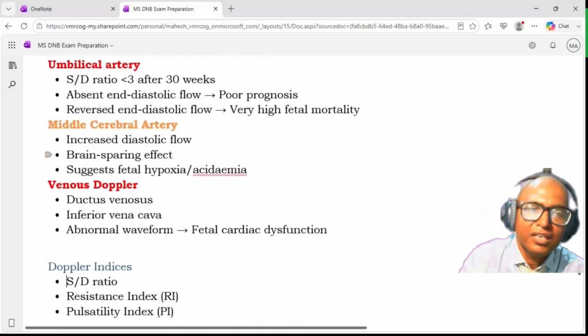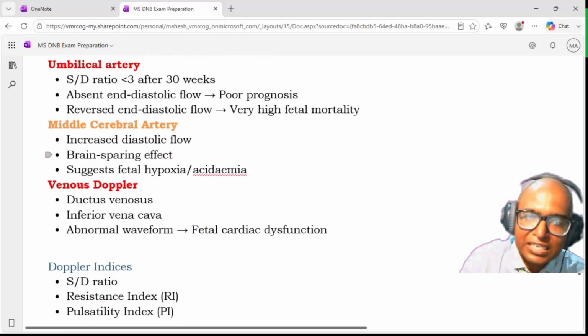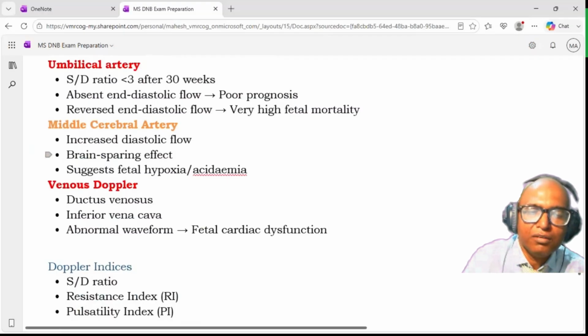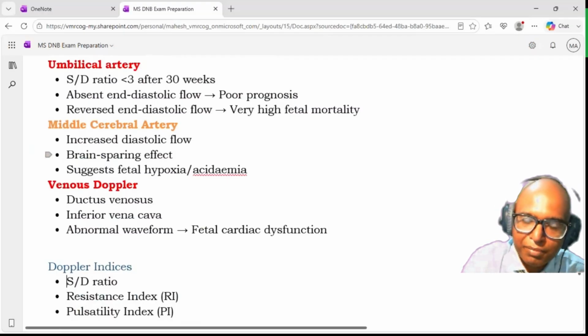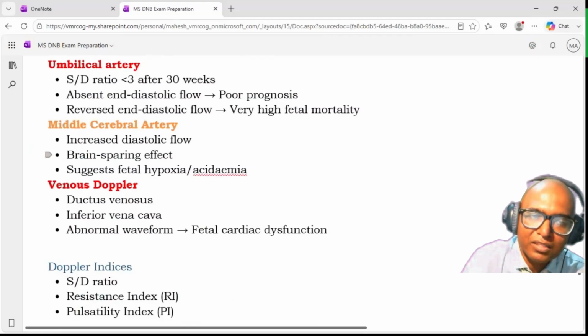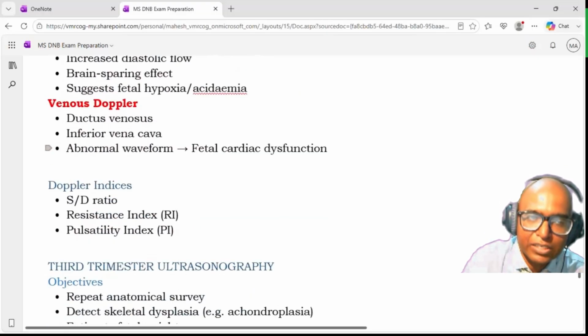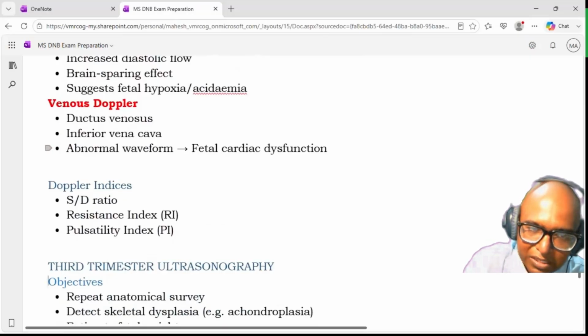Then middle cerebral artery. In the middle cerebral artery, if you see increased diastolic flow, that is suggestive of brain sparing effect. Normally, the middle cerebral artery has a high resistance blood flow. But when there is a redistribution because of the FGR, there is vasodilatation and the brain will get a good blood supply. That is why you get increased diastolic flow in the middle cerebral artery. That suggests fetal hypoxia or acidemia. This is because of the redistribution of the blood flow; more blood is flowing towards the fetal brain.